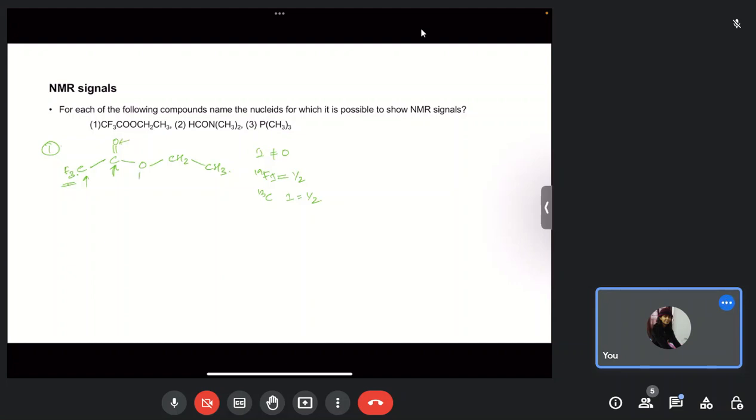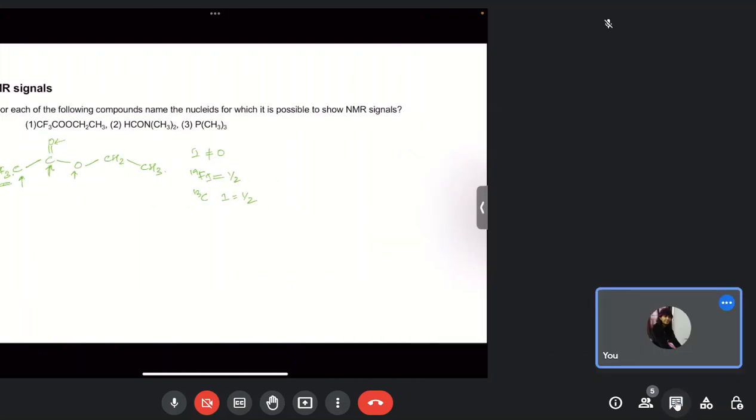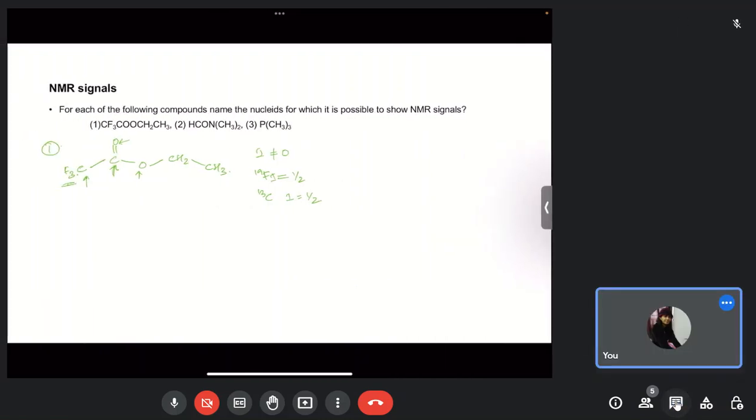What about this oxygen? Will these oxygens be NMR active? What do you think? Can someone unmute and tell whether we can see oxygen here? Yeah, we cannot see oxygen here, right? It has an I value of 0. So we can't see oxygen.